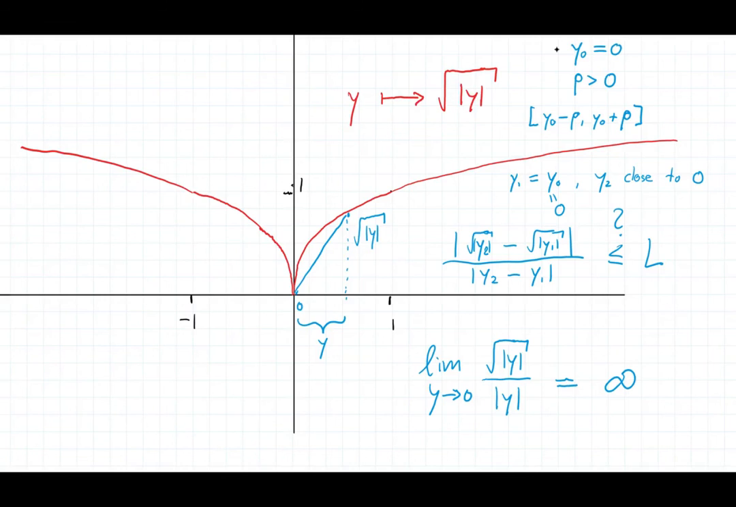Just imagine that this point moves on the graph. The slope is going to go to infinity. That just reminds me of the fact that the limit as y goes to 0 of the square root of the absolute value of y divided by the absolute value of y diverges to infinity. So the inequality that I require for the Picard-Lindelöf theorem does not apply here in this example.